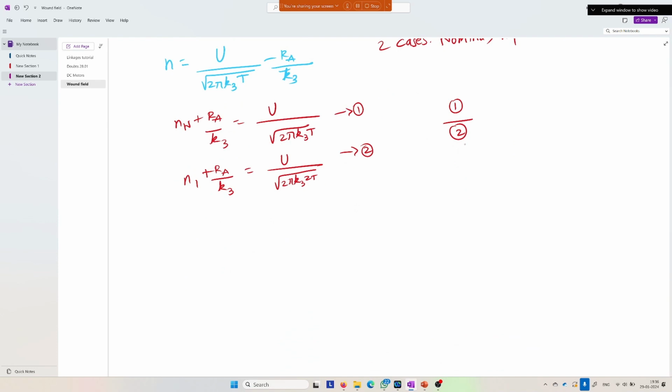So now what I do, I divide equation 1 by 2, and that gives Nn plus Ra by K3 divided by N1 plus Ra by K3. The U's are going to cancel, as it is the same voltage being supplied, and this is in the denominator, so it's going to be inverted. Root 2 pi K3 2T divided by root 2 pi K3 T, and you can see now the torque is also cancelling. K3 also cancels, everything cancels basically except the root 2.